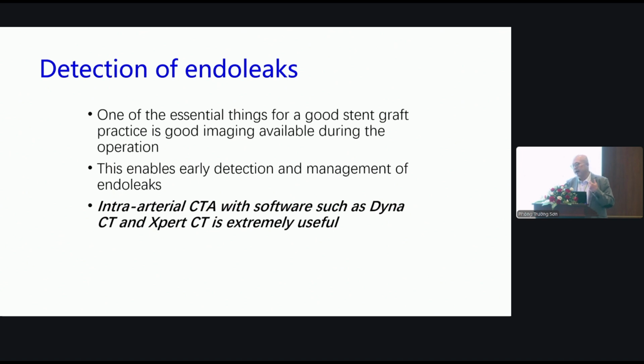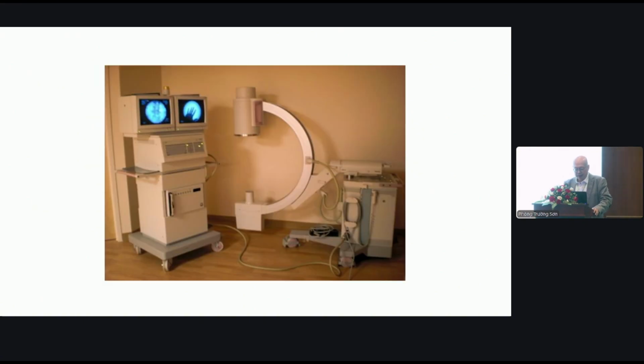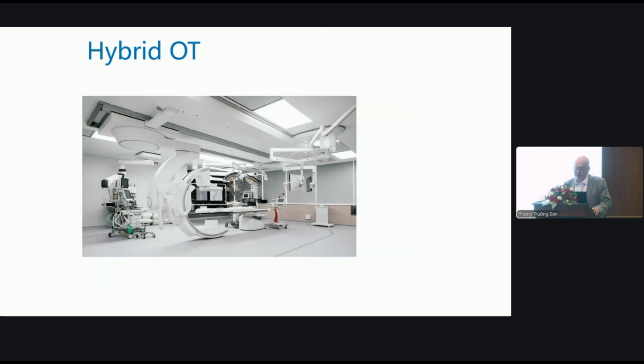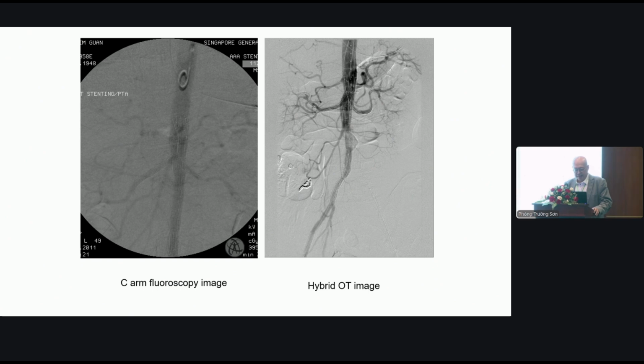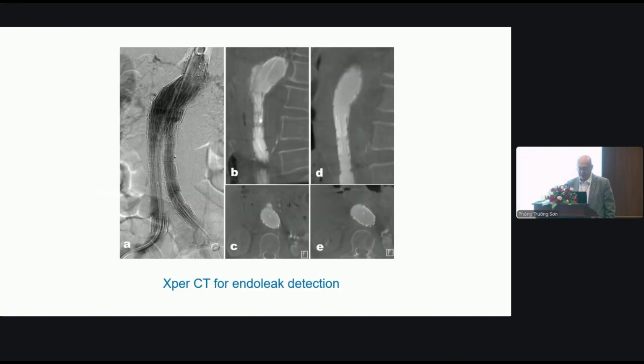The earlier you detect it, even intraoperatively, the better. And so we use a lot of intra-arterial CT with a Dyna CT or Expert CT. I think gone are the days where you try to detect an endoleak and operate with a C-arm. What you really need is a good hybrid theater. What do I mean? You can see on the left side, a C-arm fluoroscopy image. On the right side, you can see the hybrid OT image. And clearly, there's a world of difference in how you detect the endoleak.